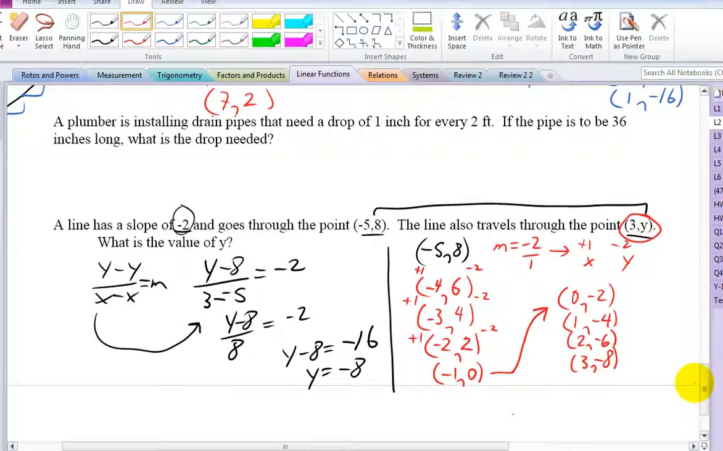All right. So plumbing, you have to have the slope all the time, and the reason why is if your pipes aren't at the right slope, they're not going to drain. That would really suck for your bathroom. Toilet, ooh, not good, right? So they have to have the right slopes in there. So we have 1 inch drop for every 2 feet. What's the slope? 1 inch 2 feet.